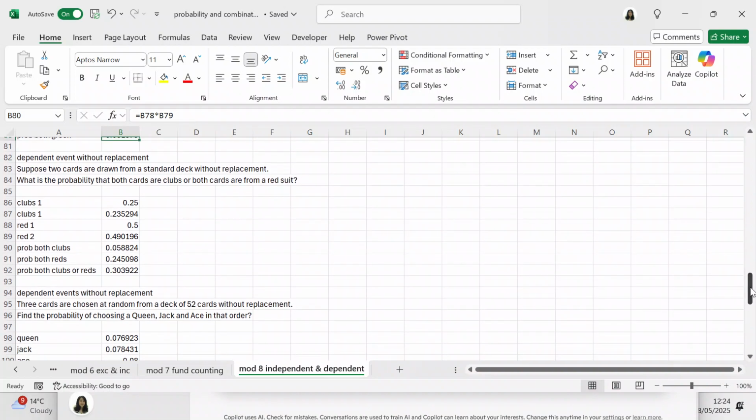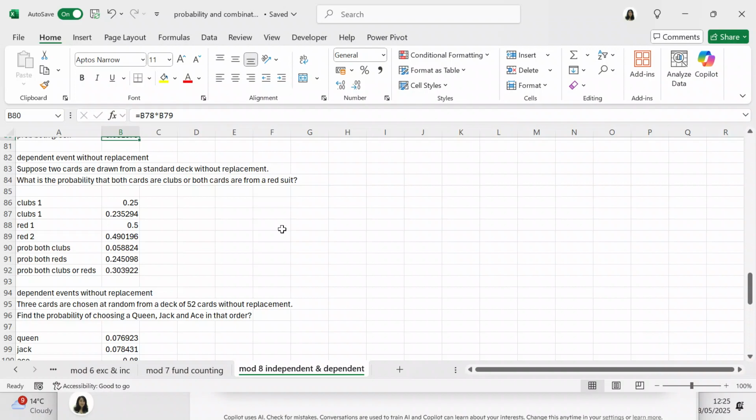The next question we have is a dependent event without replacement. It says, suppose 2 cards are drawn from a standard deck without replacement. What is the probability that both cards are clubs or both cards are from a red suit? So now we have an or question. And whenever you have an or question, you don't multiply the values, you add the values. So we'll go ahead and go through this.